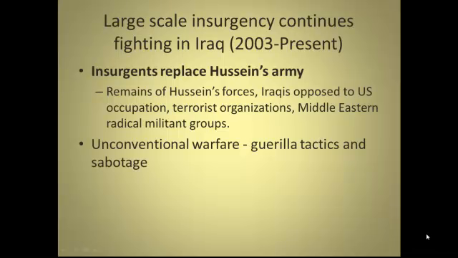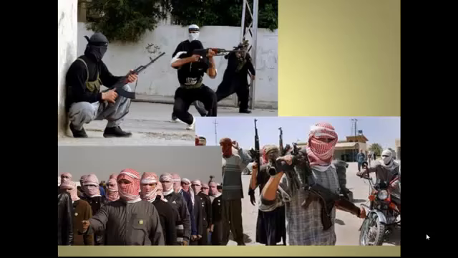So now, instead of fighting a formal army that Saddam Hussein led, the United States now had to fight a group of guerrilla fighters. This was made up of the remains of Hussein's forces, Iraqis who were opposed to the United States continuing to occupy the country after the fall of Saddam's regime, various members of terrorist organizations, and Middle Eastern radical groups that wanted to basically stop the United States occupation. This insurgency would use unconventional warfare, sabotage, and guerrilla tactics that would make it very hard for the United States to defeat these forces. Here are some images of those insurgents.